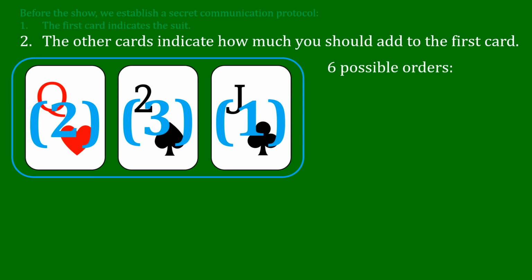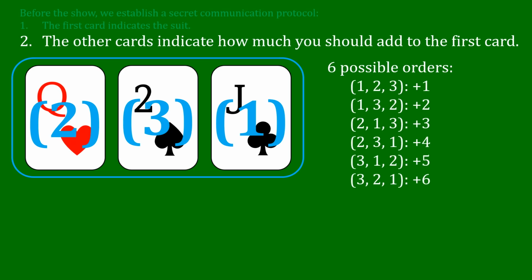So when I put these cards face up, I ordered them as 2, 3, 1 because it goes middle, largest, smallest. Notice that there are 6 ways to order any 3 cards, and this is how I communicate which number from 1 to 6 to add to the 5 of diamonds. If the order is 1, 2, 3, then you should add 1. If it's 1, 3, 2, then you should add 2. This pattern continues, and we can see that 2, 3, 1 corresponds to adding 4.